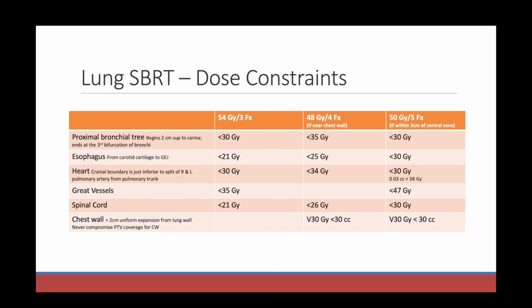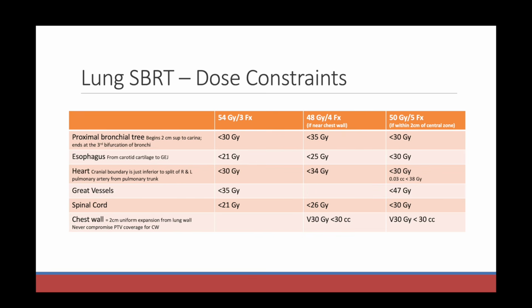Here are some simple dose constraints that you can memorize for lung SBRT. I'm just going to focus on that last column, which is 50 gray and 5 fractions. I think, typically we think about it if it's a tumor that's within 2 centimeters of any central structures. But 50 gray and 5 fractions is a very easy dose to give for anything in the lung if you're doing lung SBRT. So the dose constraints for this are very easy because it's a maximum dose of 30 gray, and that applies to your proximal bronchial tree, esophagus, heart, as well as your spinal cord. Great vessels can take more dose, less than 47 gray.